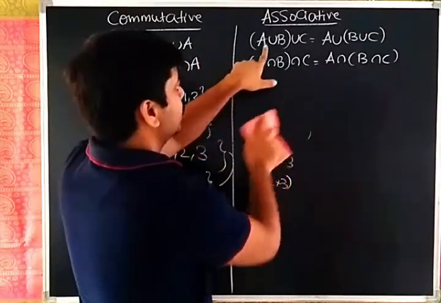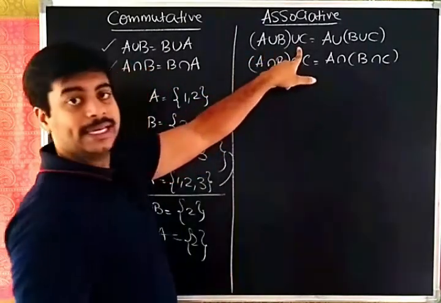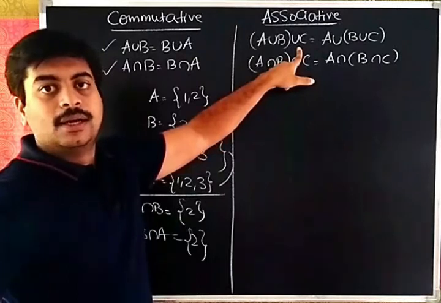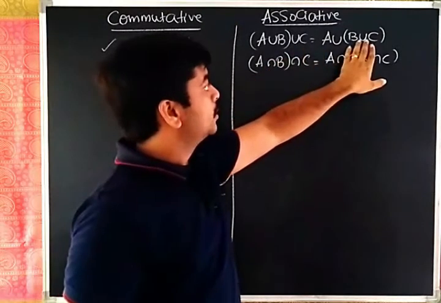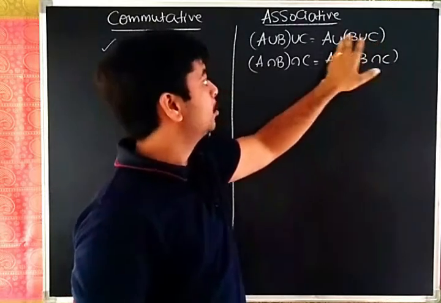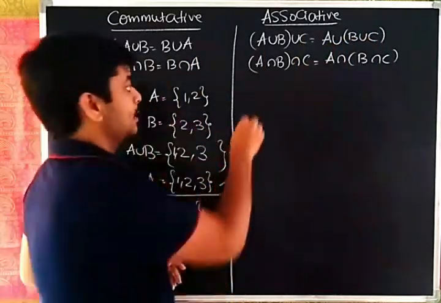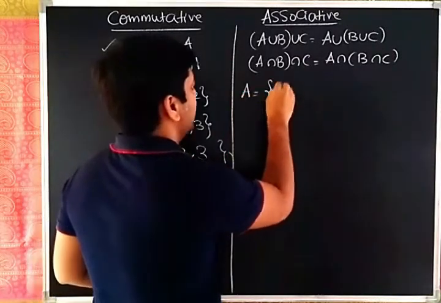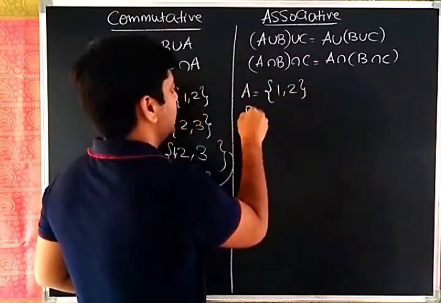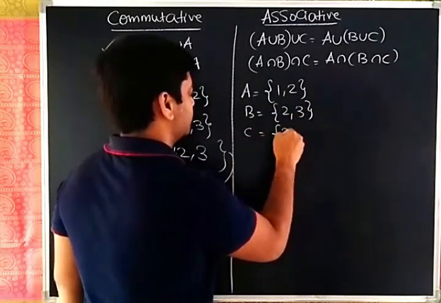Yes or no? So this is what associative law says. You take union of first two and then for the final result you again take union with C, or you first take the union of B and C, and then you do a union with A. You will get the same answer. Let us quickly see with a small example. A is equal to 1, 2, B is equal to 2, 3, and C is equal to 3, 4.